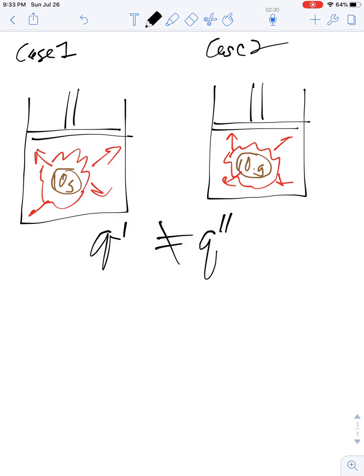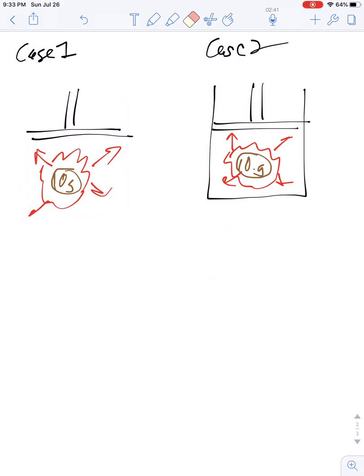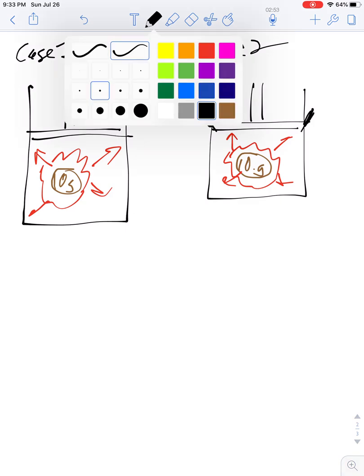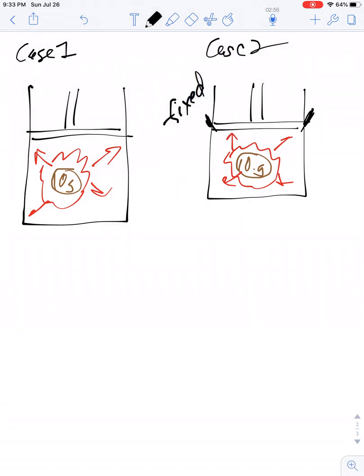The equation is m ΔT Cp. They should be equal. Well, there is one thing that's different between these two containers. In this one, my piston is fixed. What I mean is the piston is not allowed to go up. Whereas in this one, case 1, the piston is allowed to go up.